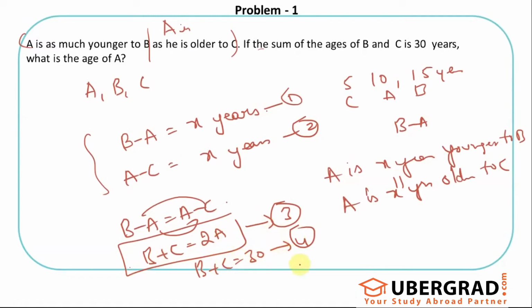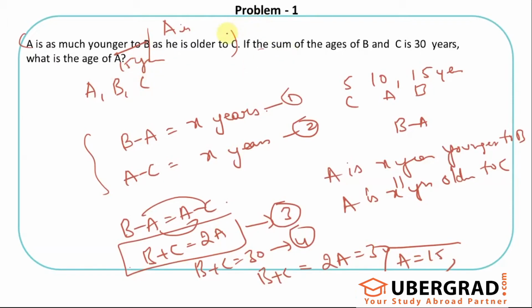If I combine both, what do I get? 2A equals 30, right? Because both of them are equal to B plus C. B plus C is equal to 2A, B plus C is 30. So 2A is 30, A is 15. That's the age of A. A is 15 years. What are the ages of B and C?